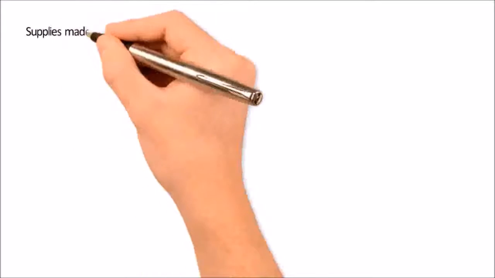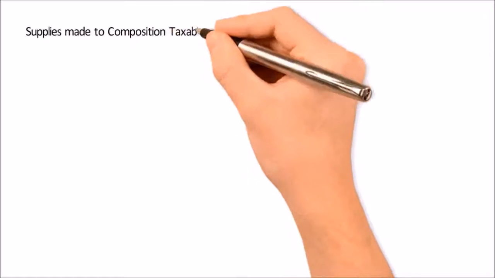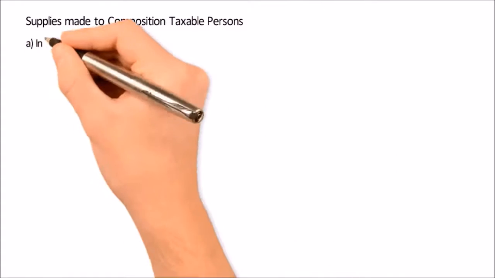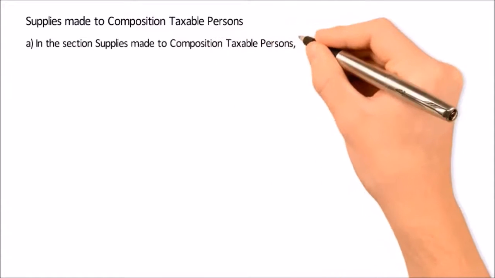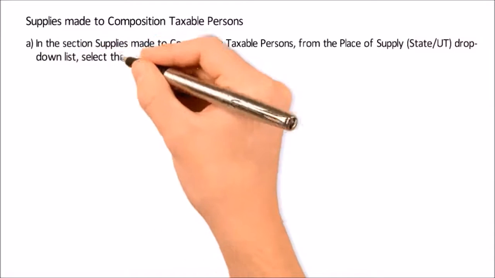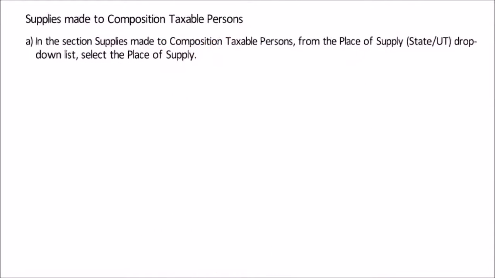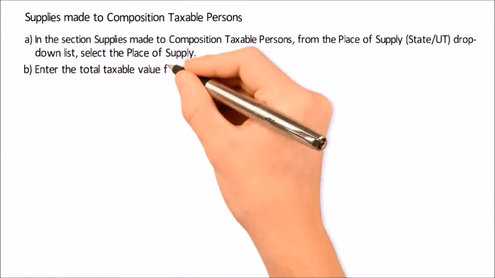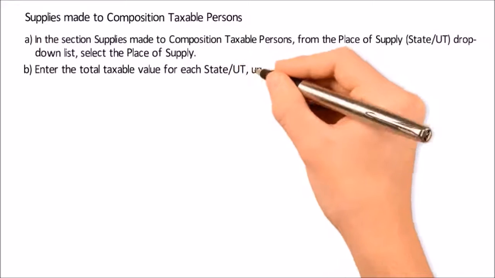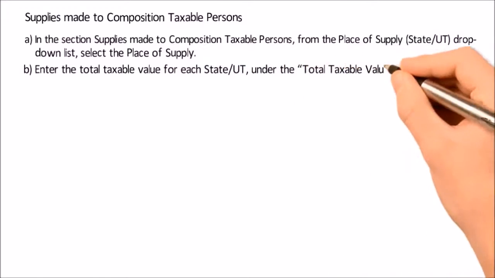Supplies made to composition taxable persons. A. In the section Supplies made to composition taxable persons, from the place of supply, state/UT drop-down list, select the place of supply. B. Enter the total taxable value for each state/UT, under the total taxable value field.